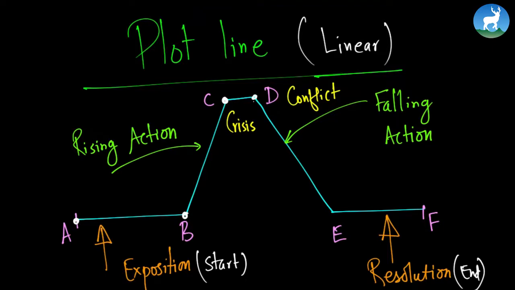And D to E, certainly the actions are falling down. Everything is going towards an end. Finally, we know that the coveted resolution or the end is near. So number D to E is what we call the falling action. And from E to F, the story moves towards the end or the resolution. And that portion is what we call the resolution or the end of the story.